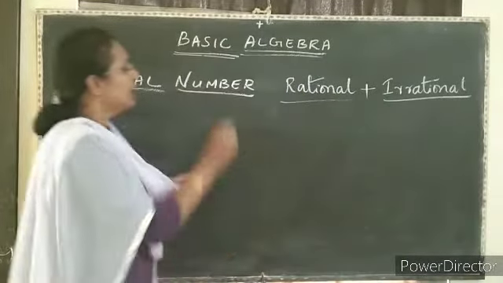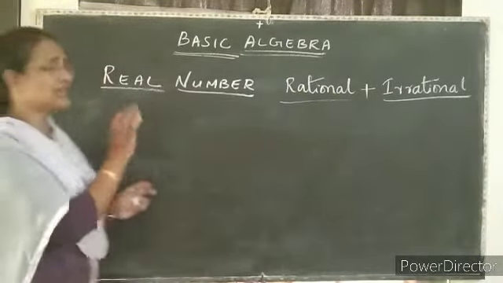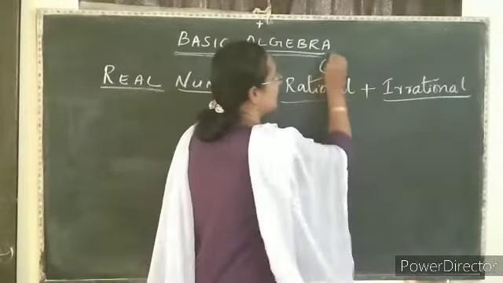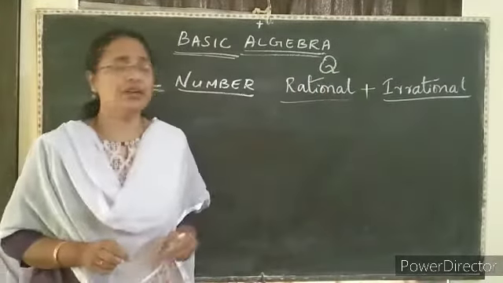Okay, now we know that in our earlier classes a rational number is denoted as what? Q. Yes or no?